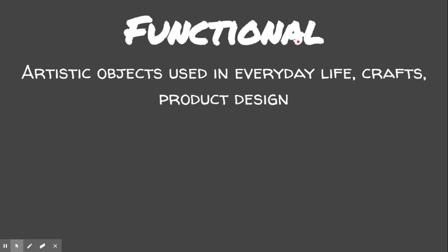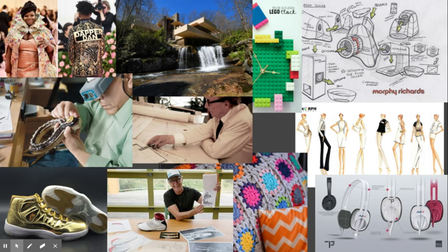Let's go on to functional. This one is really hard for people to wrap their head around. But functional, all it means is it's artistic objects used in everyday life, crafts, product design. I would really focus on the word here, product design. All that means is it's art that is meant to be used. So somebody comes up with the design, it's manufactured in a factory or made by artisans and then sold to the public. It's meant to be used.